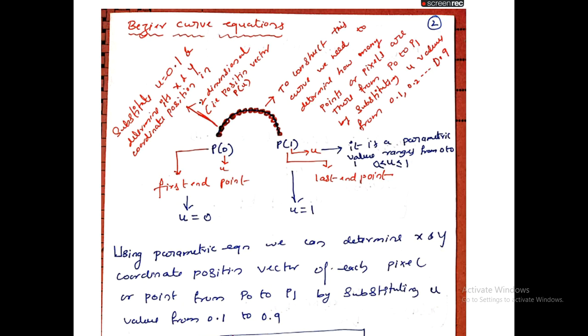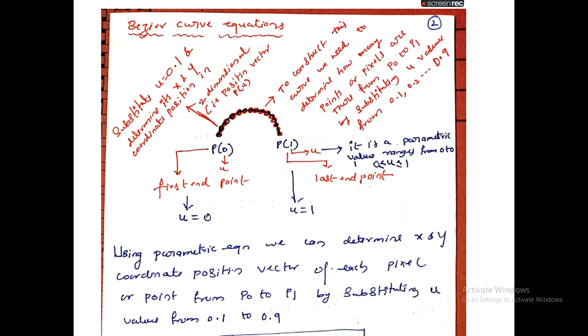Now, whatever curve you are creating, you can take n number of control points. P of 0 is one control point, called the first control point. P of 1 is called the last control point, and you can take n number of control points to create different types or shapes of curve. But what you need to remember is that even though you have n number of control points, your u value has to range from 0 to 1 only.